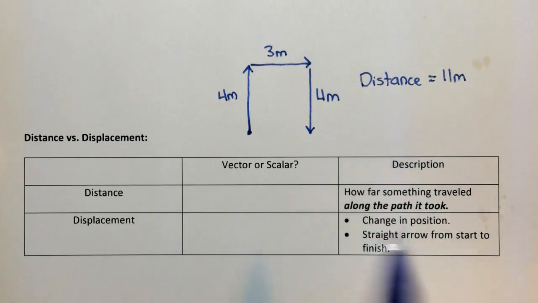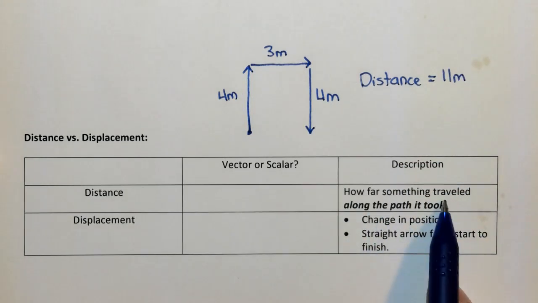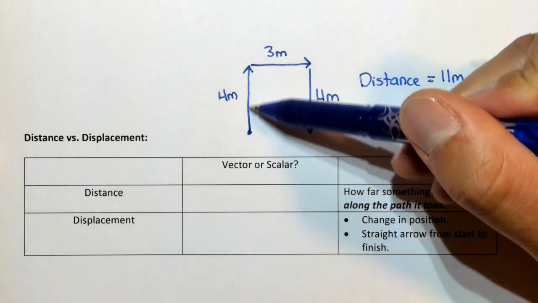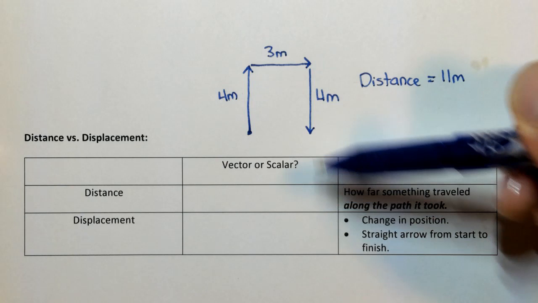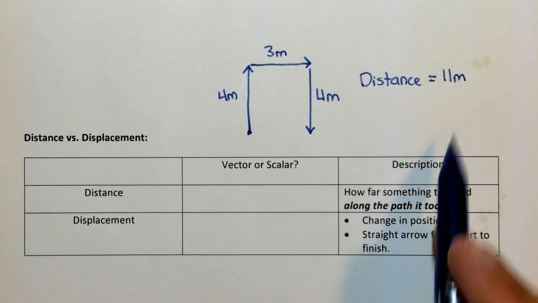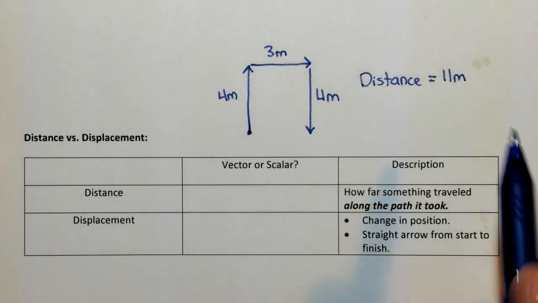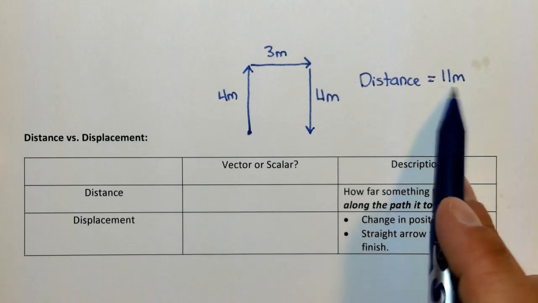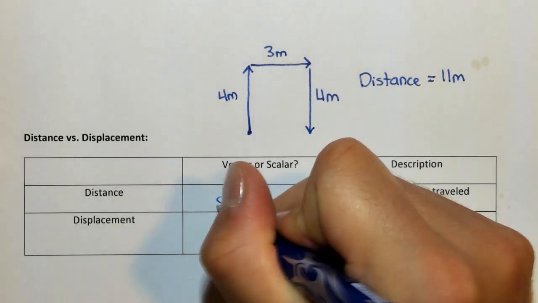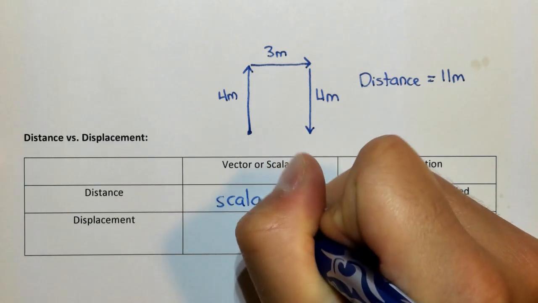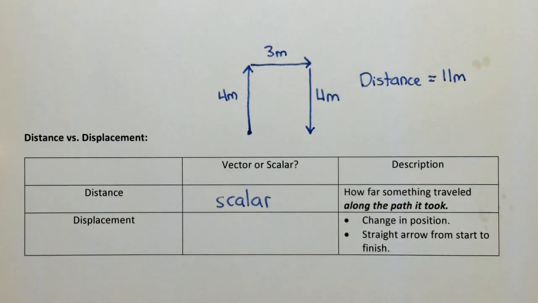And what you're doing to find that is you're measuring how far this object traveled along the path it took. You're tracing out the whole path and you're saying how far was this leg, how far was this leg, how far was this leg, adding them all together. And 11 meters sounds normal as a distance. This is a magnitude. It has units. There's no direction. That's because distance is a scalar. We don't need to include a direction when we're talking about distance.